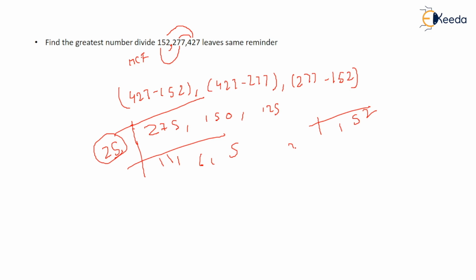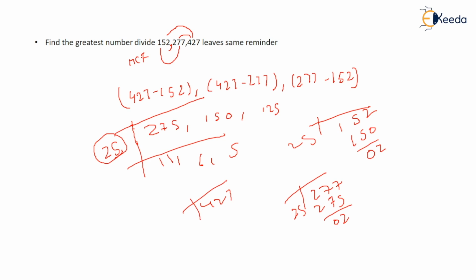152, if you divide by 25, what remainder does it give? 152 gives 2 as a remainder. Similarly 277 divided by 25: 275 is the last multiple, but 2 is the remainder. And similarly for 427, if you divide by 25, you will get 425 and 2 as a remainder. So everywhere you are getting the same remainder. So this is the magic of understanding.